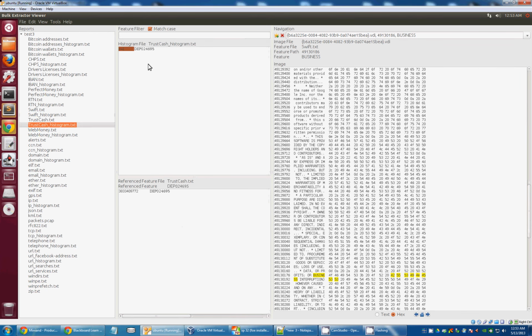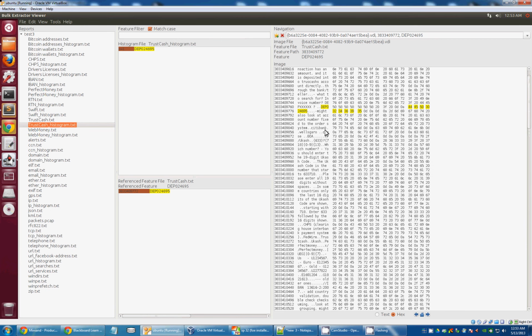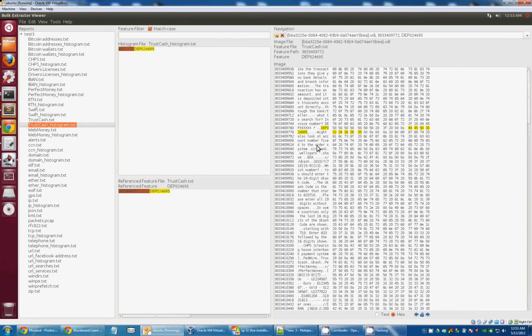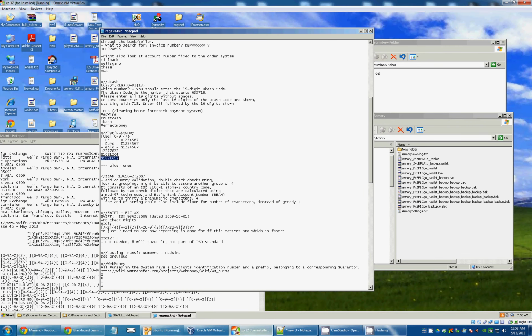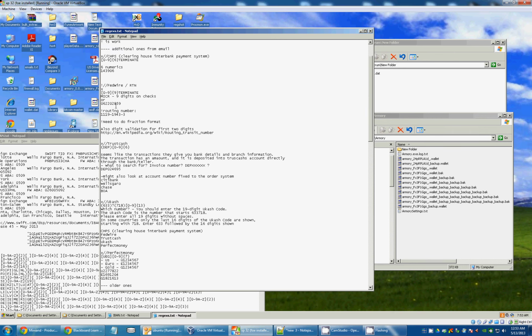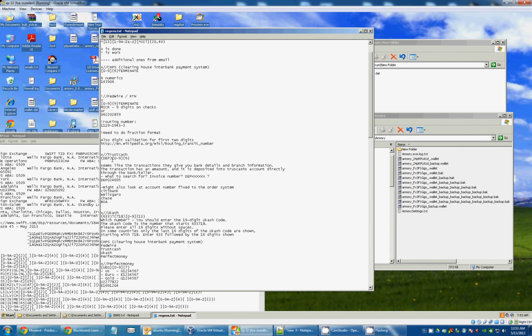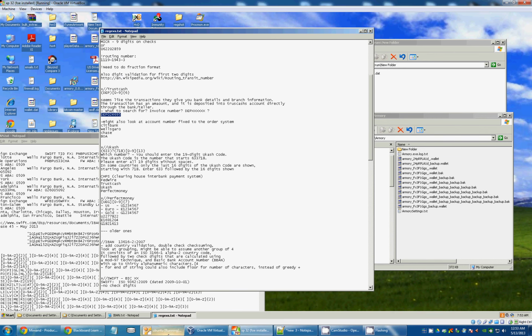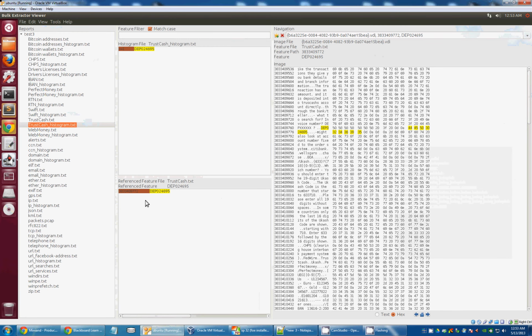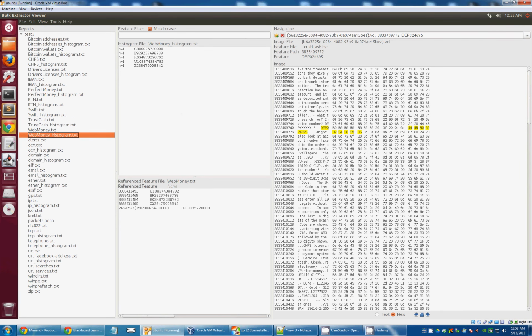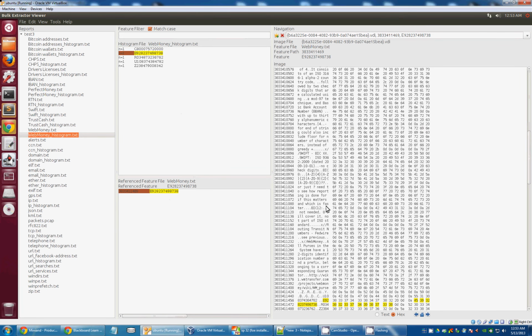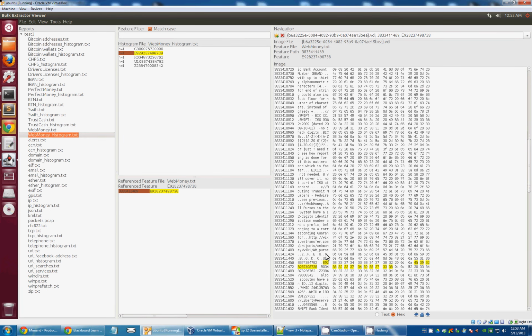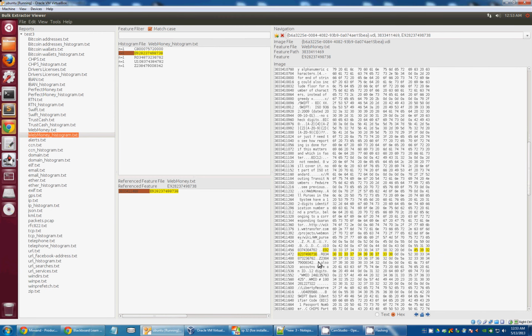So Trust Cache looks like we got one hit, and okay, that was from that same test file over in the VM somewhere in here. Yep, there it is. So that one's actually pretty solid. Web Money looks pretty good too. Yeah, it's also pulling it out of the same stuff. So that's the results.